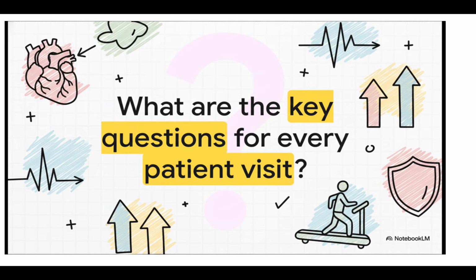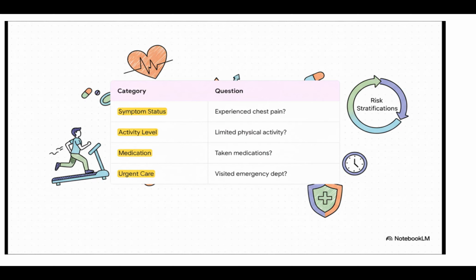So what are the essential, must-ask questions we need to hit every single time we see one of these patients? This table really boils down the clinical guidelines into 4 key areas. See, we're not just asking about pain. We're trying to understand their function, right? We're checking if they're actually taking their meds, and we're looking for red flags, like a recent trip to the ER. This systematic approach just paints a much clearer picture of how stable they are and helps us decide if we need to ramp up our investigation.